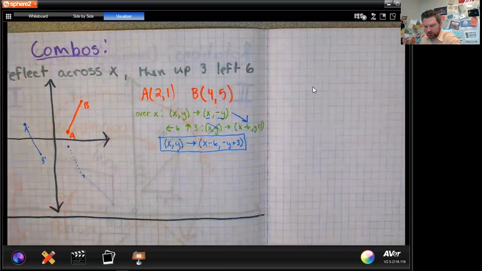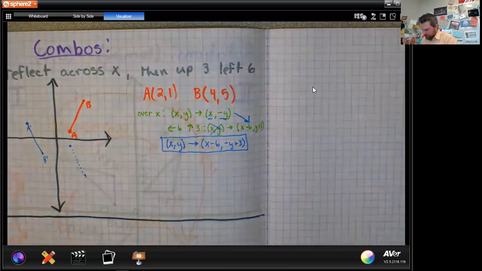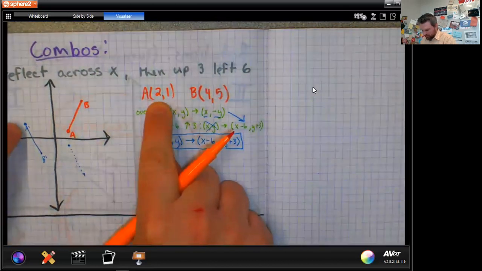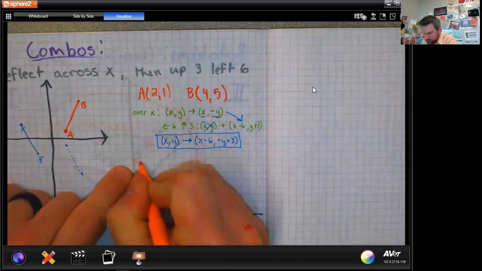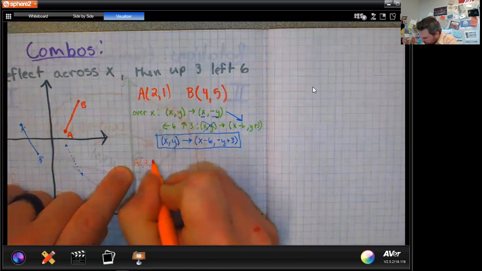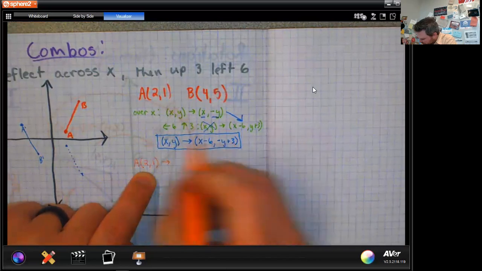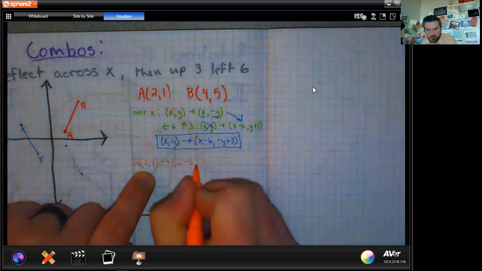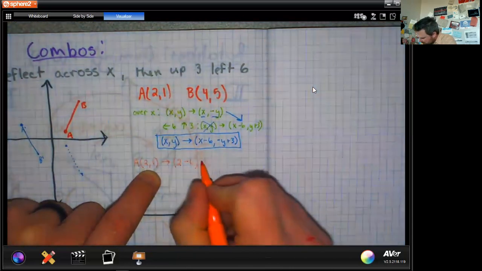Let's verify everything. Let's verify that A goes from 2, 1 to negative 4, 2. We'll start with A. A was at 2, 1. We're going to put these x's and y's into this rule. So that's 2 minus 6, comma, negative 1 plus 3.